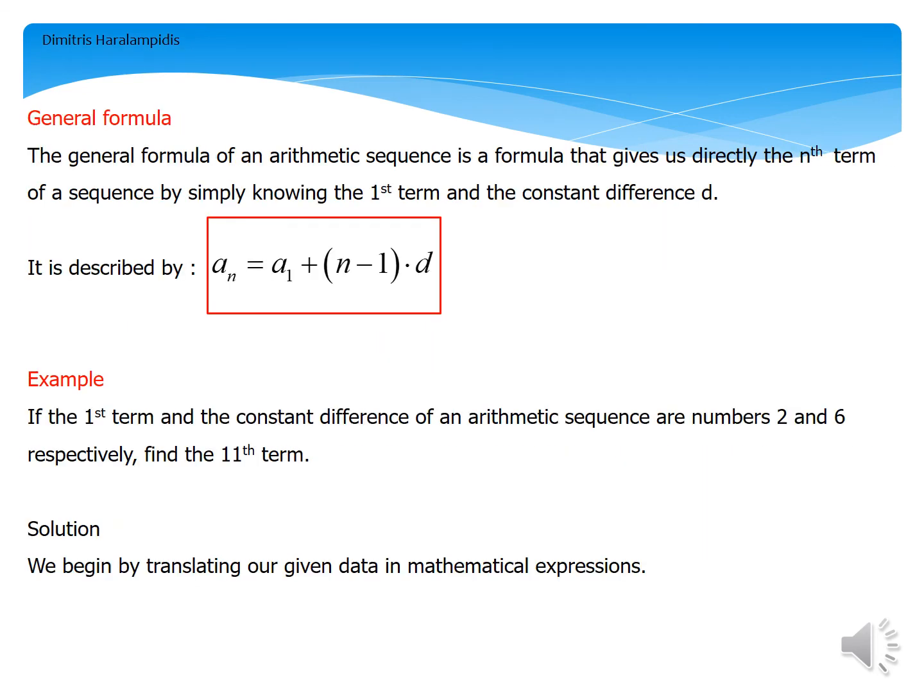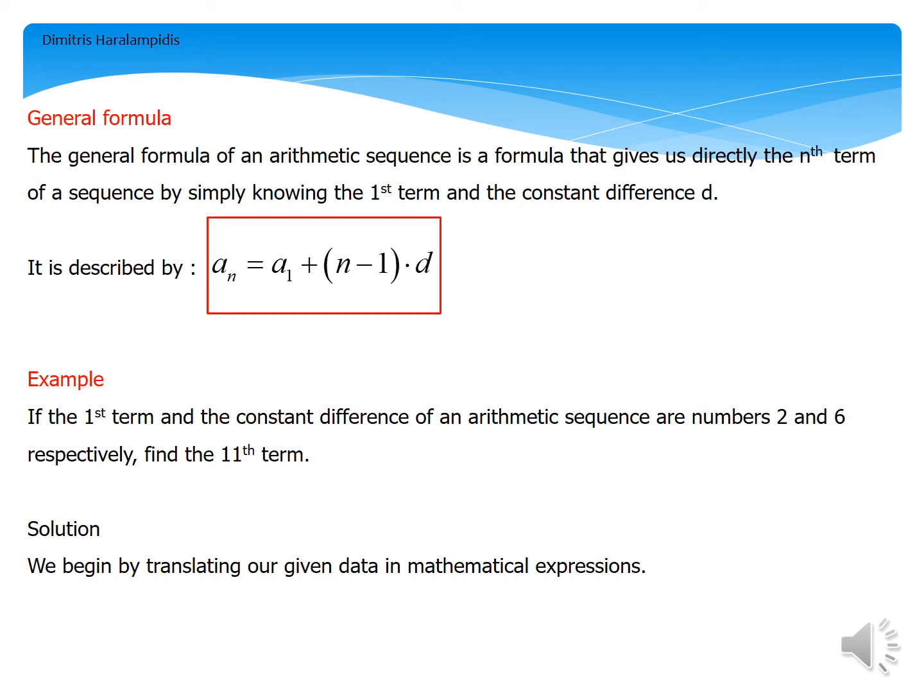Now, the general formula of an arithmetic sequence is a formula that gives us directly the nth term of a sequence by simply knowing the first term and the constant difference d. It is described by the type a sub n equals a sub 1 plus n minus 1 times d. Let's see an example. If the first term and the constant difference of an arithmetic sequence are numbers 2 and 6 respectively, find the 11th term.